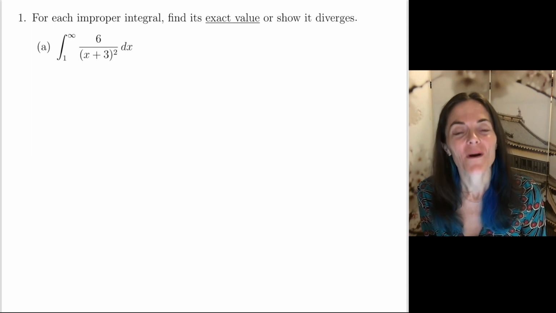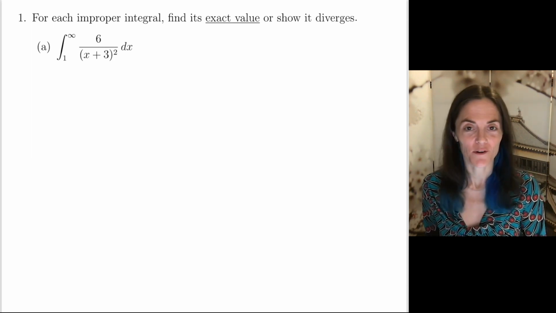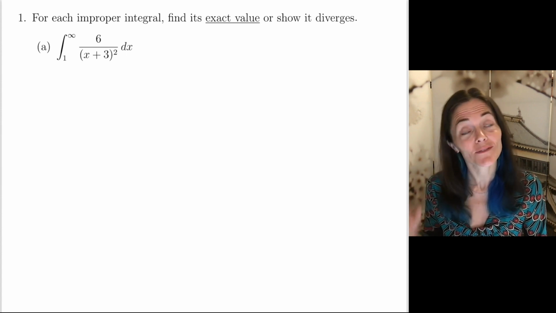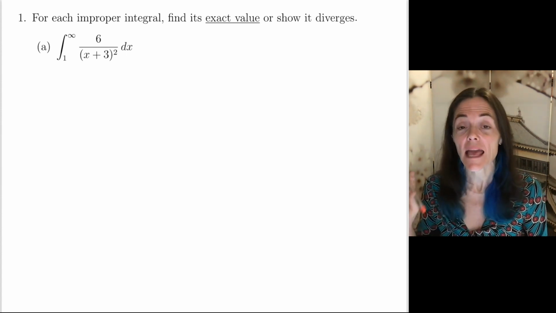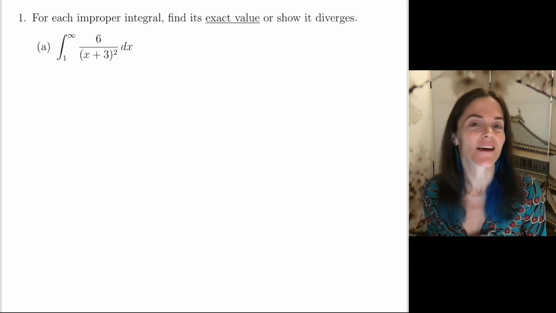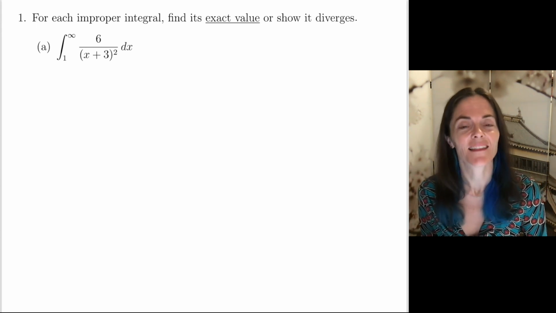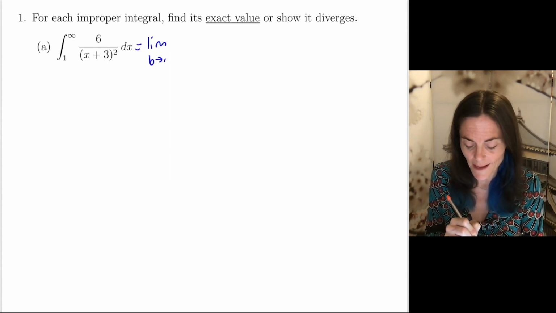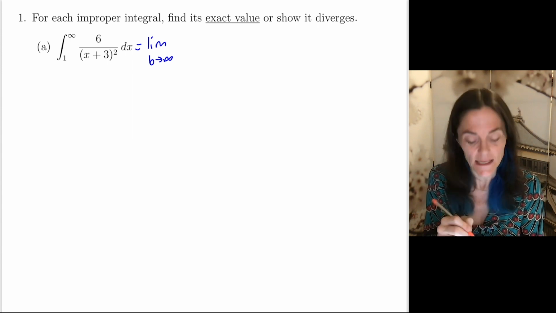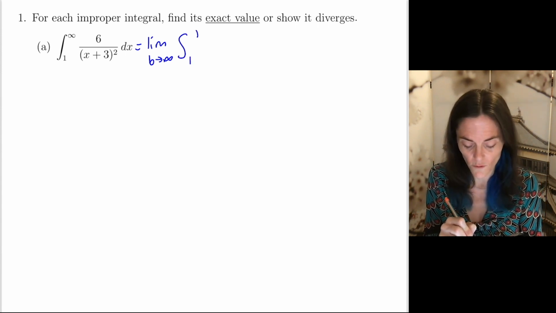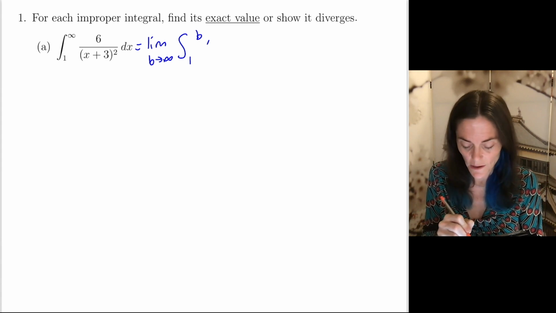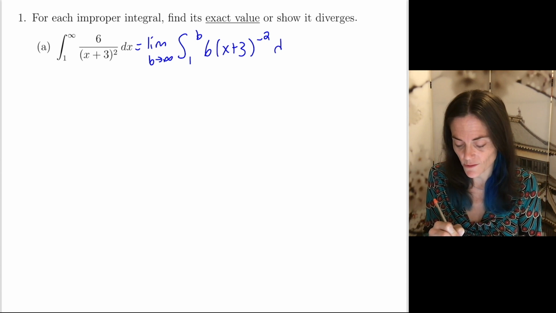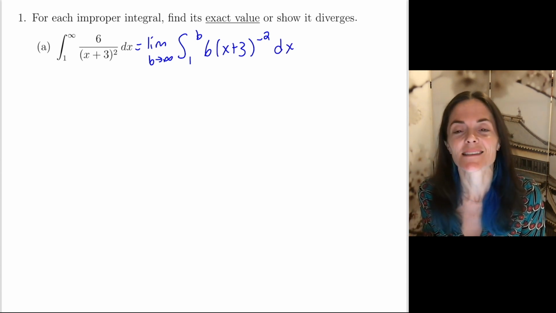We begin with 1a. For each improper integral, we will find its exact value or show it diverges. Now, don't forget, fundamentally, every improper integral is first a definite integral and then a limit. And this should be shown in your work. So for this first one, we write the definition. It's a limit as b goes to infinity, the integral from 1 to b. And then I'll rewrite this as a power: 6 times x minus 3 to the minus 2 times dx.